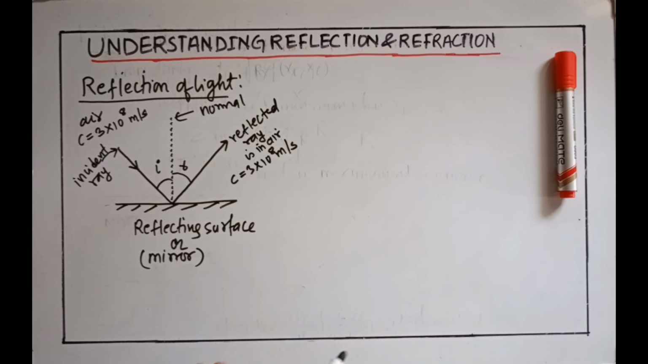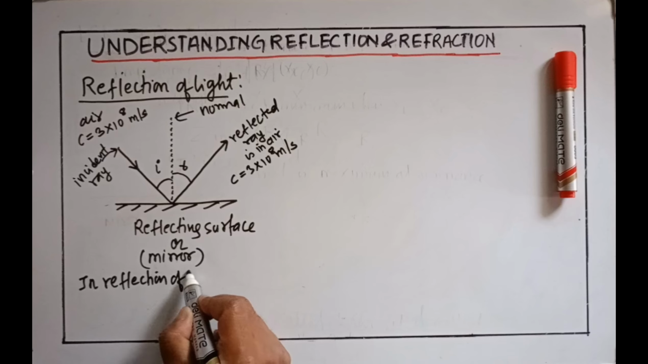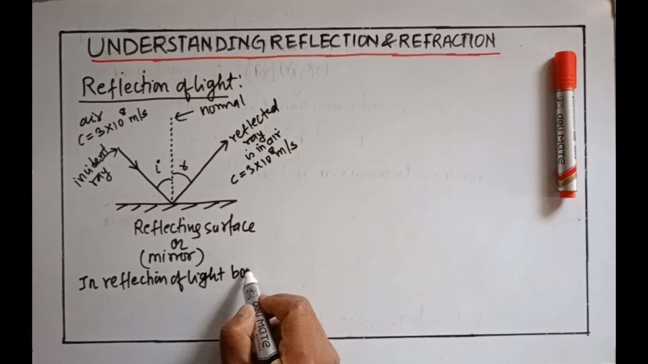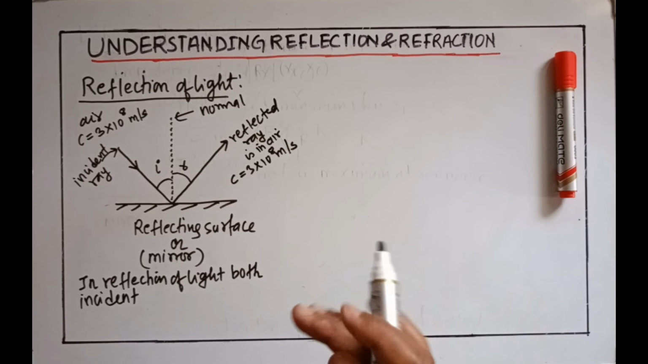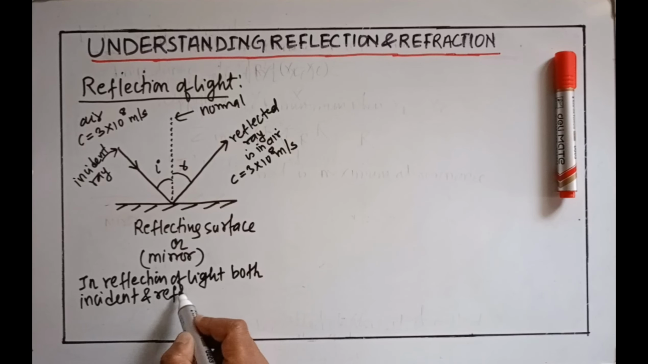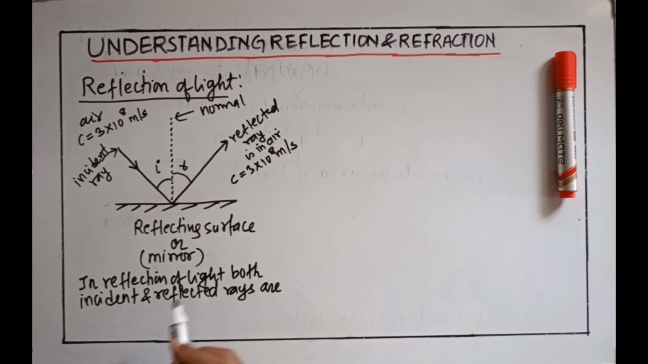So what we find in case of reflection of light is that both incident and reflected rays are in the same medium. So this is for reflection of light.